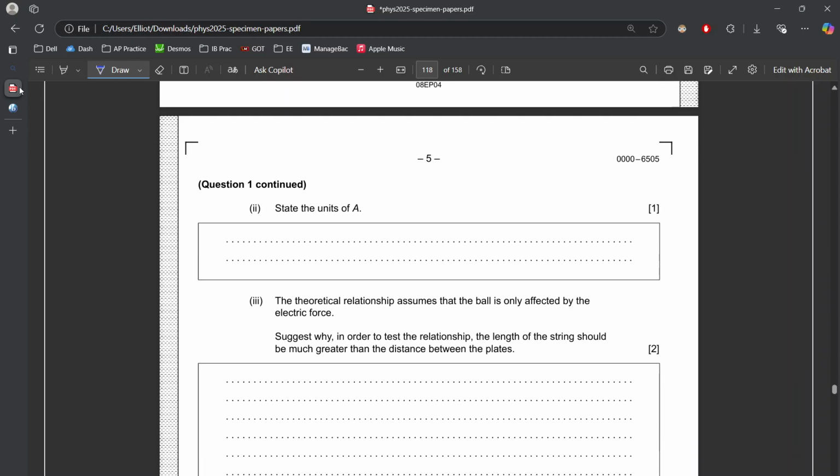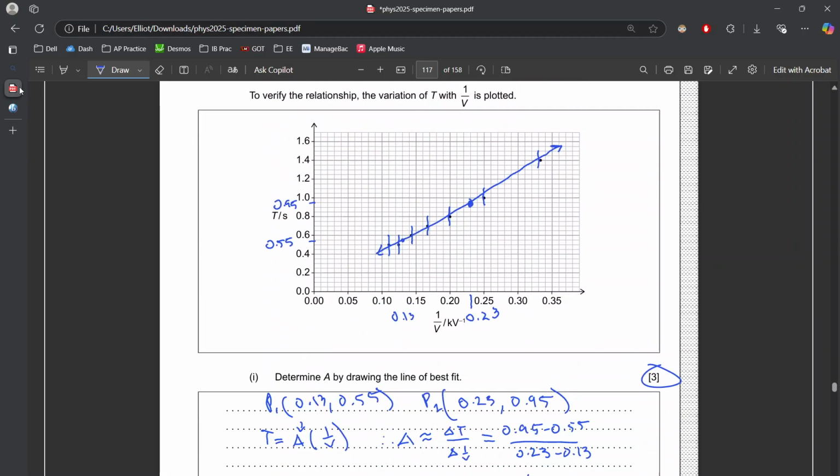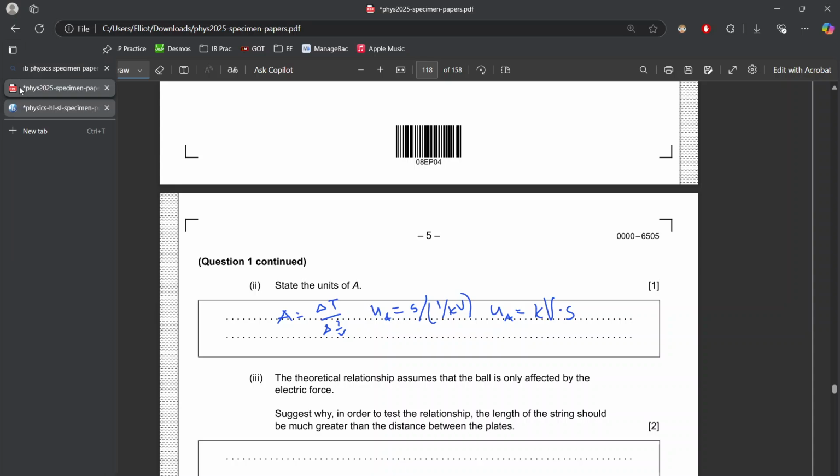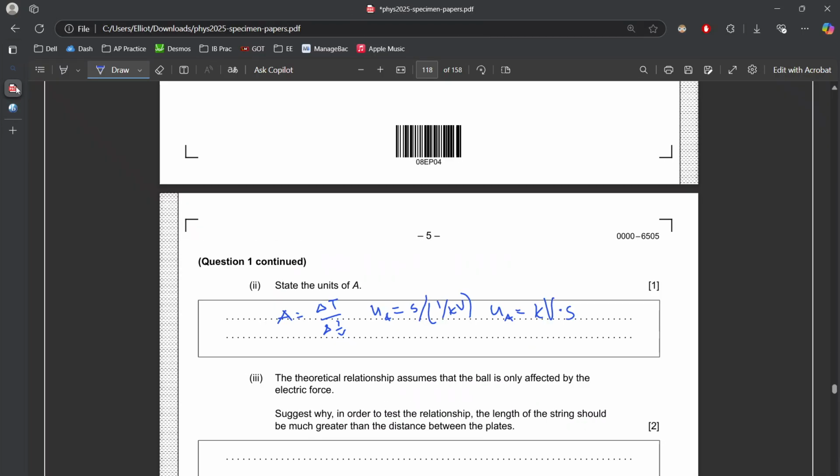State the units of A. Okay, this is simple. Remember, A is equal to a change in t over a change in 1 over v, which means that u sub A for units is equal to, t is measured in seconds, yeah. It's going to be seconds divided by 1 over kilovolts, which means the units of A are kilovolts times seconds, or seconds times kilovolts, which is the right answer.